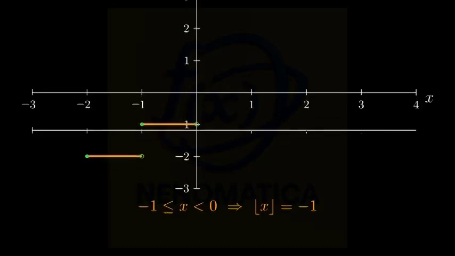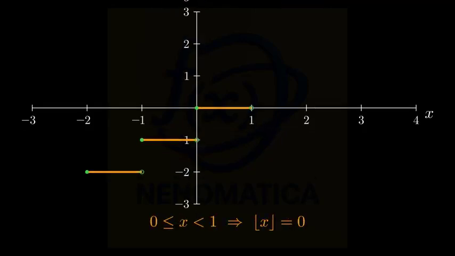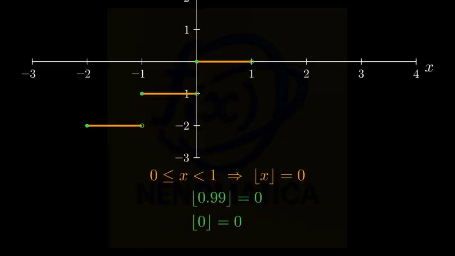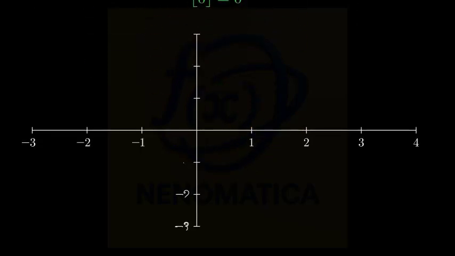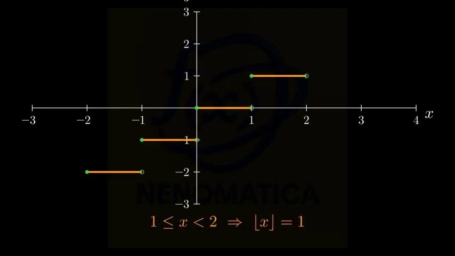Step 3. Consider x from 0 up to, but not including 1. The floor value is 0 all along this interval. So 0 less than or equal to x less than 1 implies floor of x equals 0. As a quick check, floor of 0.99 equals 0, and floor of 0 equals 0. Step 4. Move to x between 1 and 2. The floor is 1 on the entire interval. 1 less than or equal to x less than 2 implies floor of x equals 1.